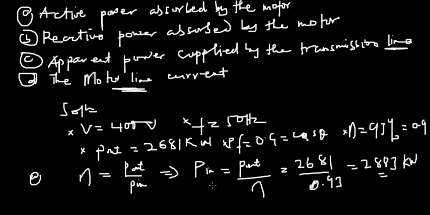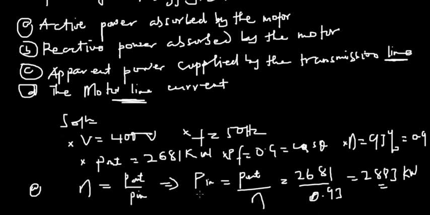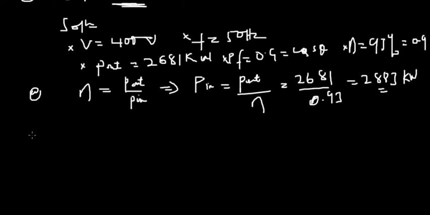So this is the power input, which is the active power. Let's move on to B, the reactive power. We know that our reactive power is equal to our power input, that is the active power, divided by the power factor. That's from previous calculations.